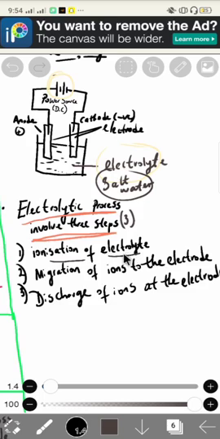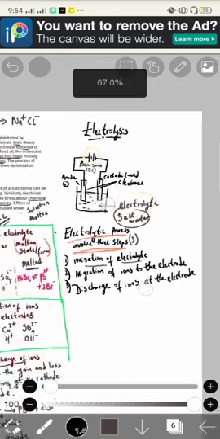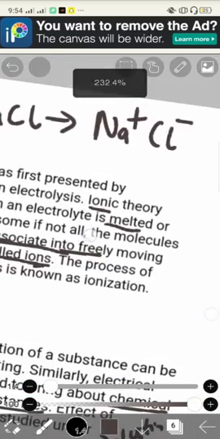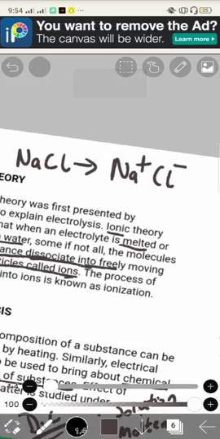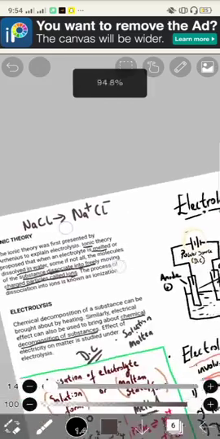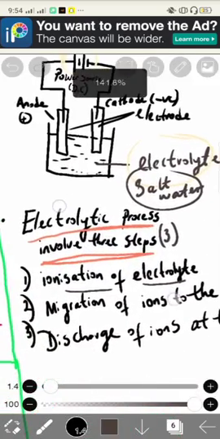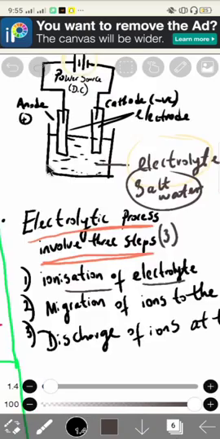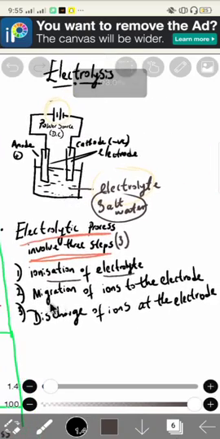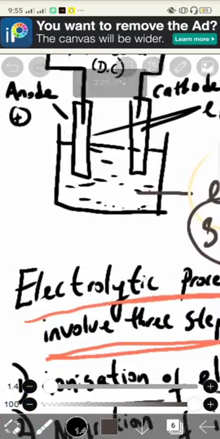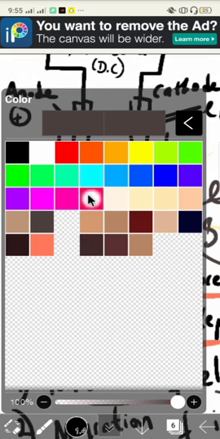Electricity. You get me? Next one, we have what? Migration of ions. When the electrolyte ionizes like this, don't forget the ionic theory. Once it ionizes like this, the next step is for it to move to the electrodes. So that's why we say migration of ions to the what? Electrode. When the ionization occurs in the electrolyte, then those ions will have to move to their electrodes.